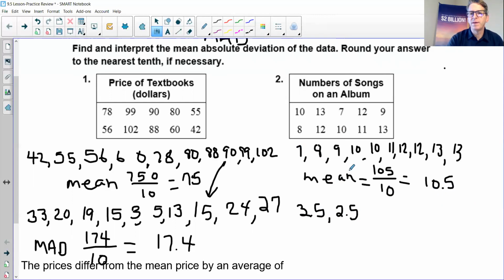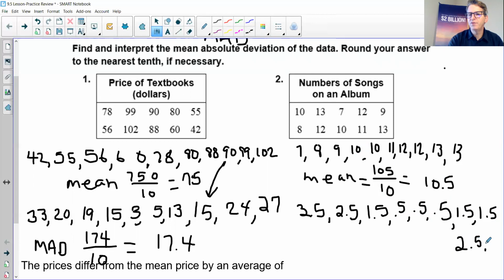Because it's 8. And the third one would be 1.5 songs. With 10 songs, you'd have a half a song. 11 would be another half a song. 12, you'd have 1.5 songs. 13 would be 2.5 songs, and 2.5 songs. Okay, so we've got the number of songs. The mean is 10.5.